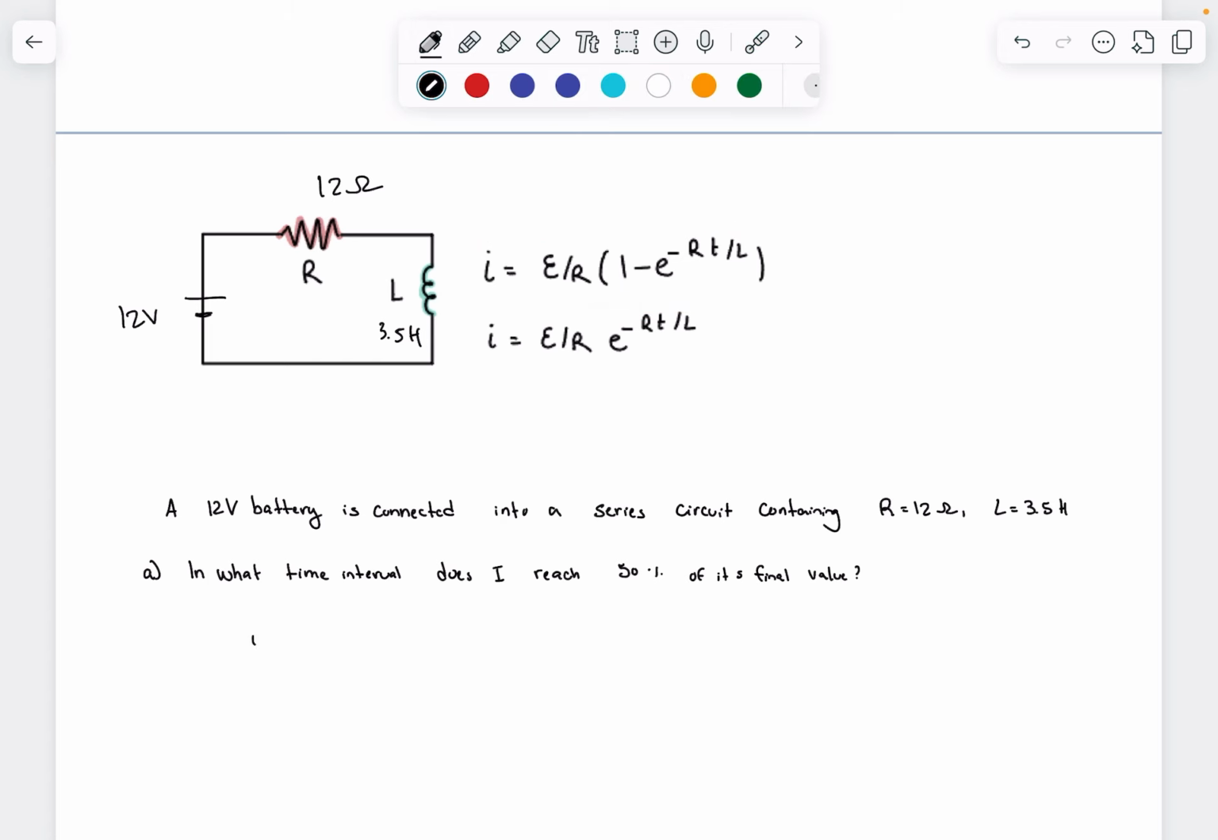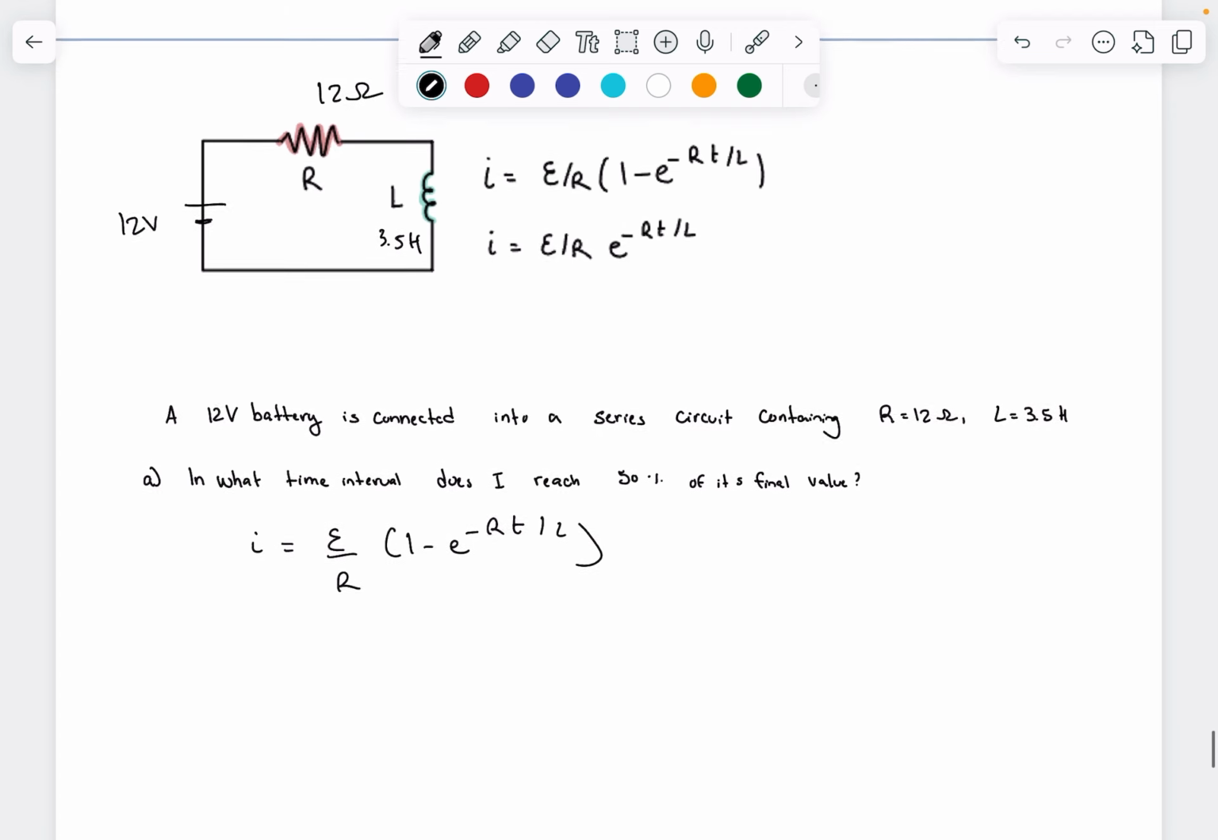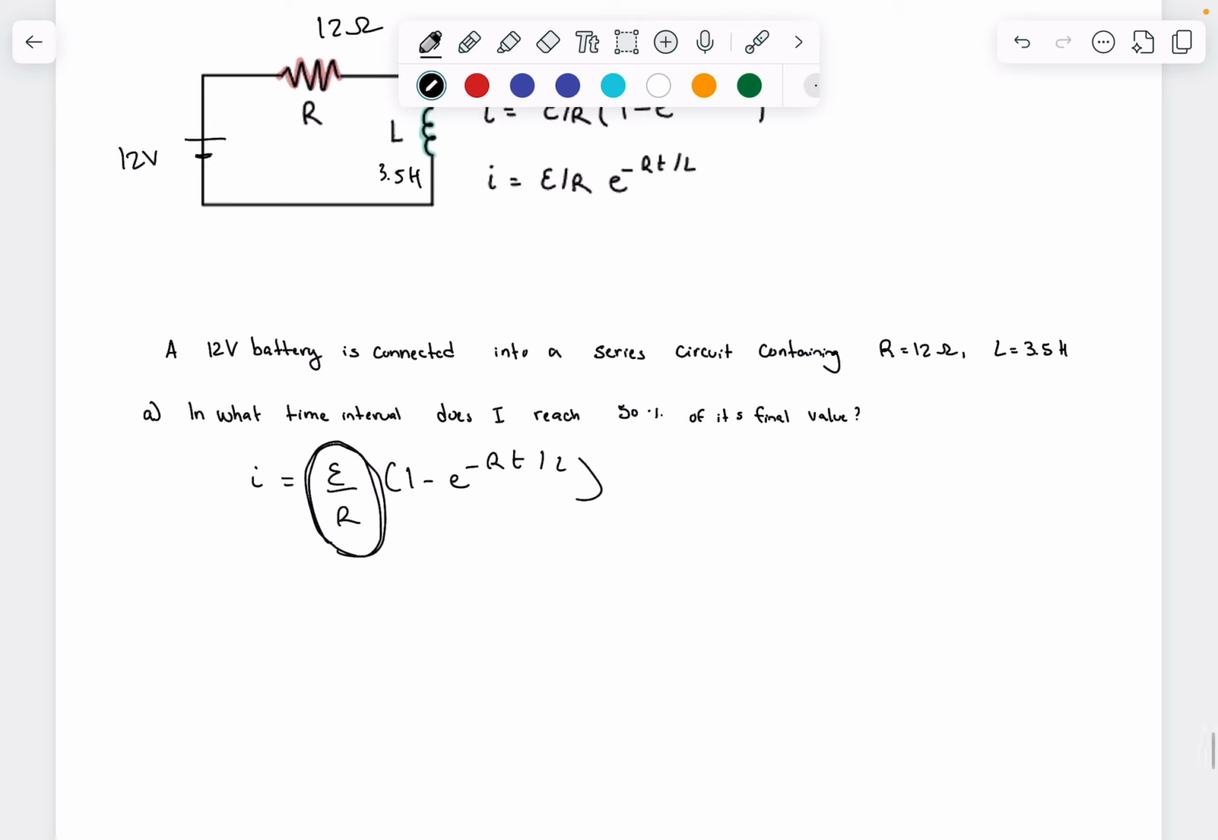So then I is equal to, let's just rewrite it, E over R times (1 minus e to the negative RT over L). And what we want is 50% of its final value. So you should hopefully remember that this is equal to I max, or I final. So then I want I to be equal to E divided by R times 1/2, because I want 50% of that value. So then I just rewrite it like this.